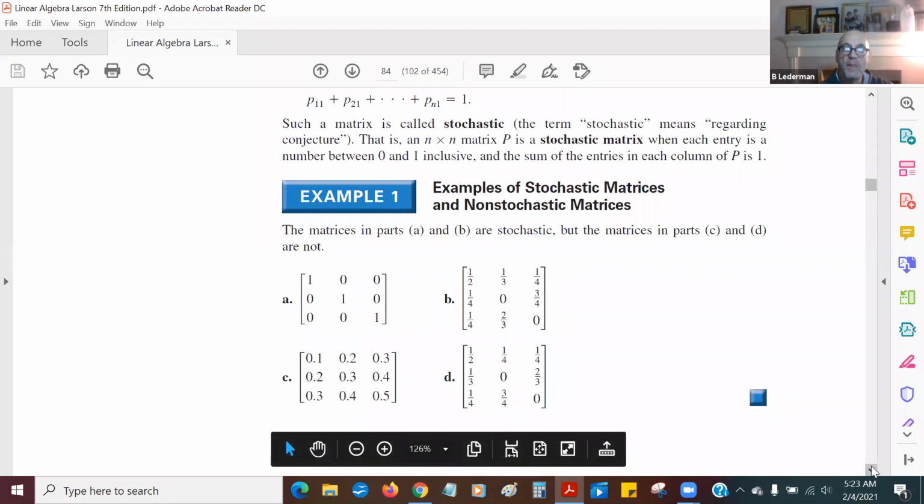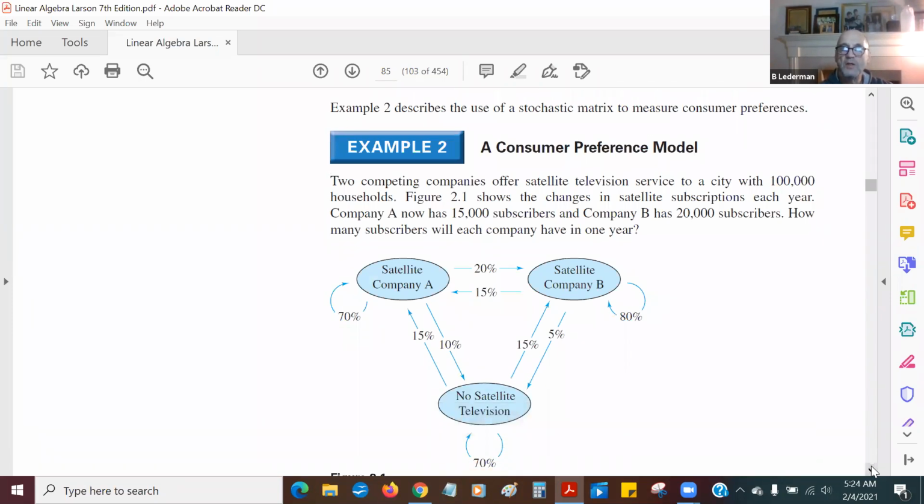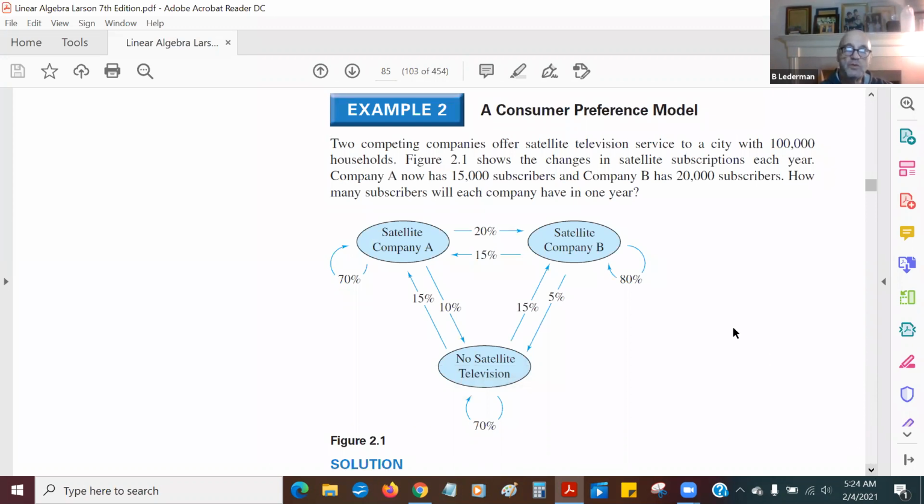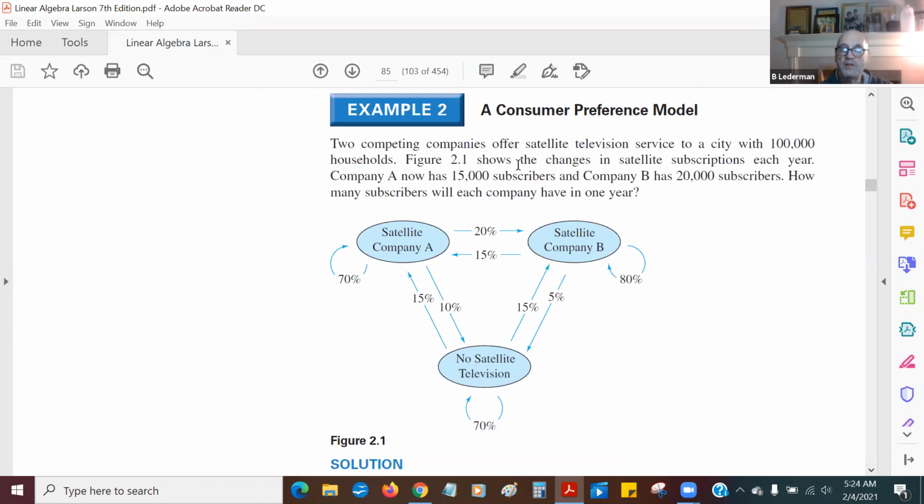Alrighty, let's look at some examples of this. We're going to do example 2, which is a consumer preference model. There are two satellite companies, and they serve a city with 100,000 households. And this figure shows the change in satellite subscriptions each year. Company A right now has 15,000 subscribers. Company B has 20,000 subscribers. So there are still 100,000 households total, which means there are more people that you can get hooked up.